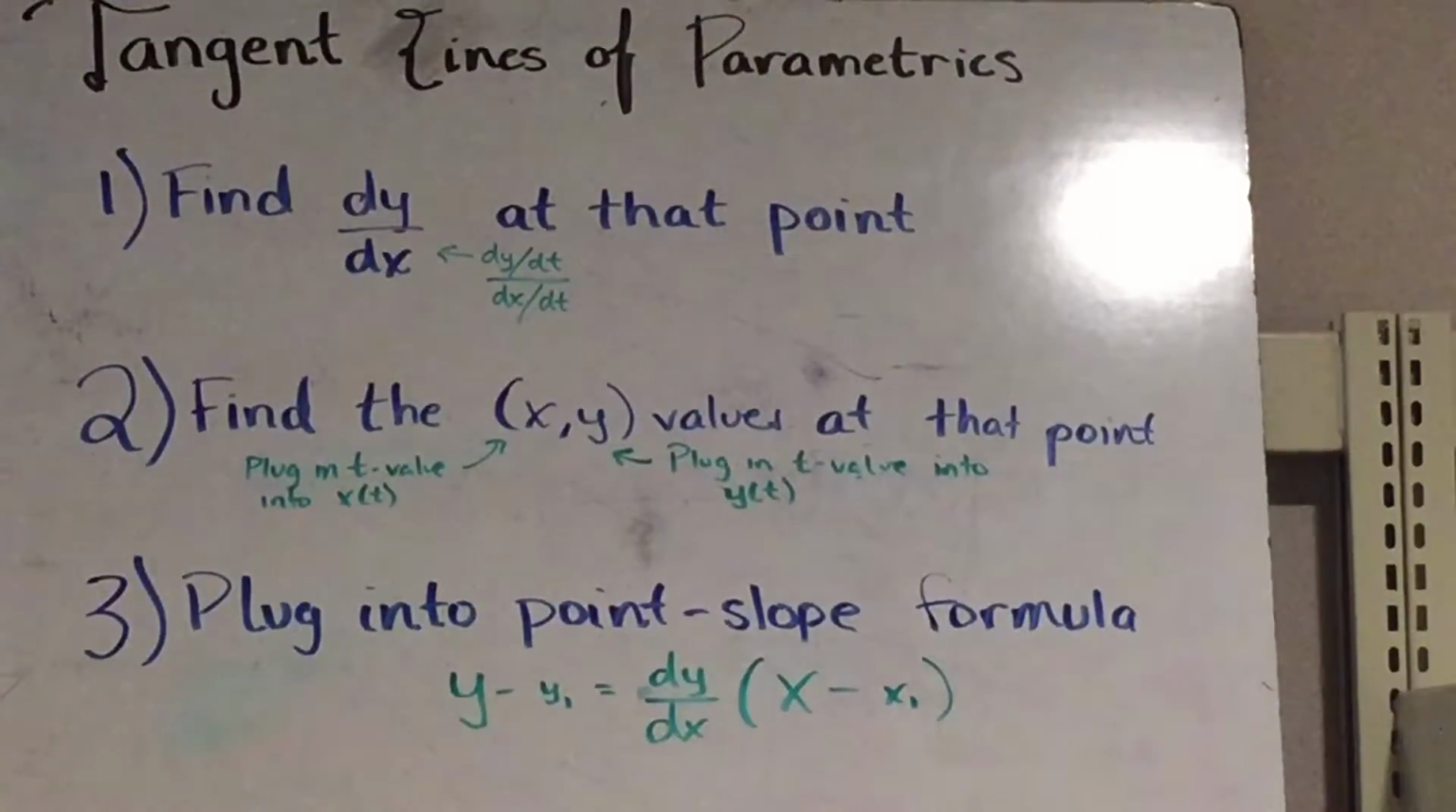So now let's talk about how we find tangent lines of parametrics at certain points. So there's 3 steps for this. The first step is to find dy/dx at that point you're looking for.